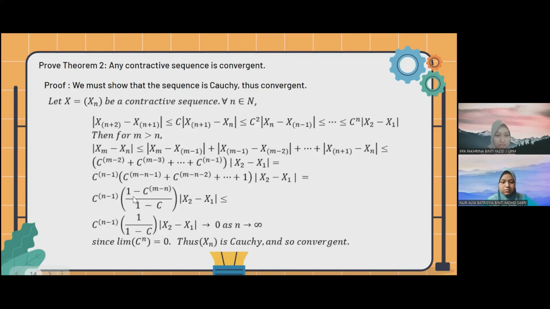It is equal to C to the power of n minus 1, times (1 minus C to the power of m minus n) over (1 minus C), multiplied by |X2 minus X1|, which is less than or equal to C to the power of n minus 1 times 1 over (1 minus C) multiplied by |X2 minus X1|. We will get 0 as n approaches infinity, since the limit of C to the power of n is equal to 0. Thus, Xn is Cauchy and convergent. That is all from our group. Thank you.